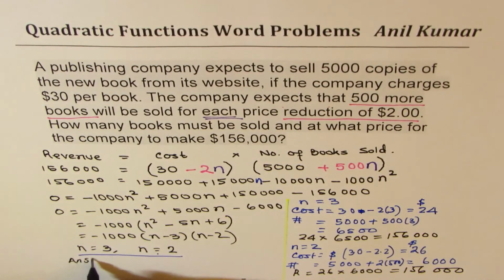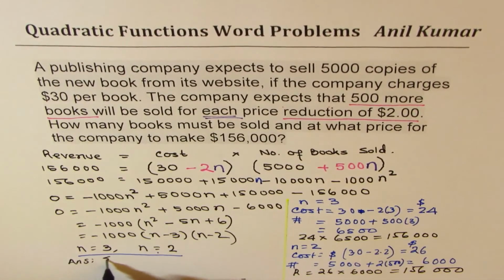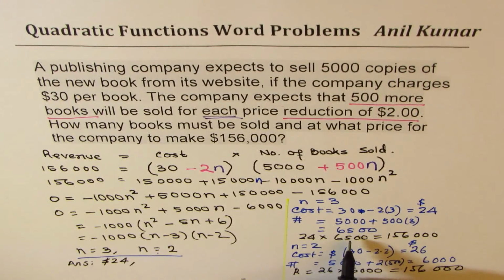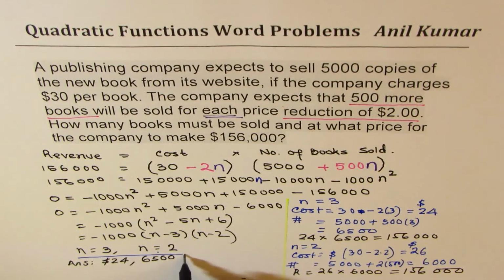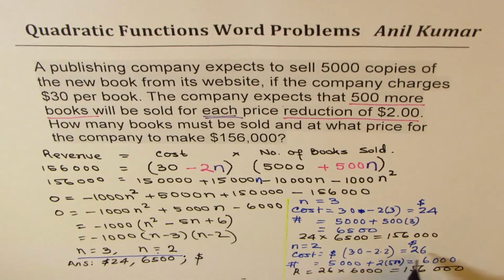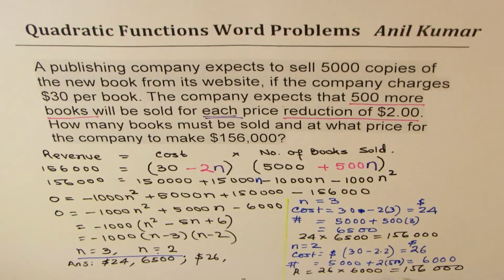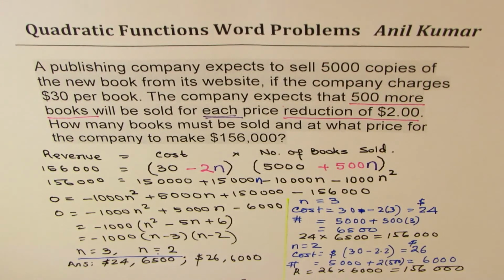Is it okay? So we get two answers. So our answers are, one option is that the cost is $24 and the number of items or books sold is 6,500. Is it okay? The other option is cost is $26 and the number of books sold will be 6,000. Is it okay? So that is how we can solve this question. I hope you find these three questions very interesting. They all are of different types. We have given you concept of profit, revenue, and cost. And we have also taken up examples with the maximum values and also when we want to match a value.